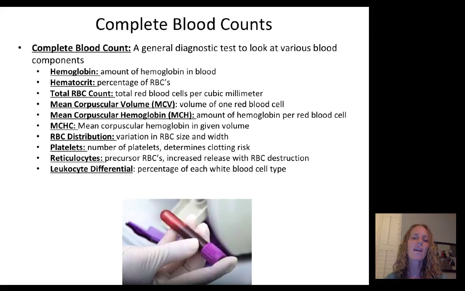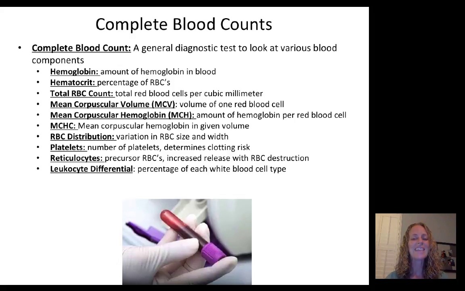Finally, there are diagnostic tests to look at various blood components. Many of these are together in the complete blood count. So we can look at the amount of hemoglobin, and that gives us an idea of the oxygen carrying capacity of the blood. We can look at the hematocrit, or the percentage of red blood cells in the blood, the total red blood cell count, the mean corpuscular volume, which is the volume of one red blood cell, and that may change in certain anemias. The mean corpuscular hemoglobin, that's the amount of hemoglobin per red blood cell. The mean corpuscular hemoglobin concentration, the hemoglobin in a given volume.